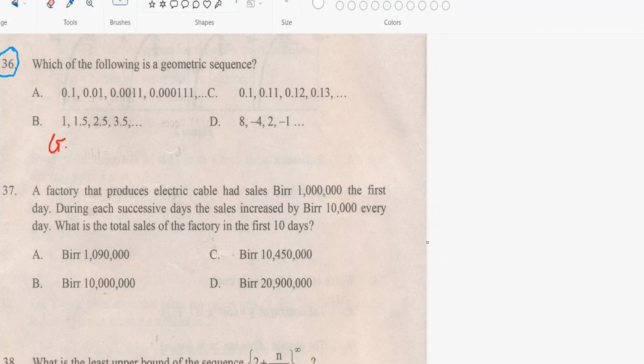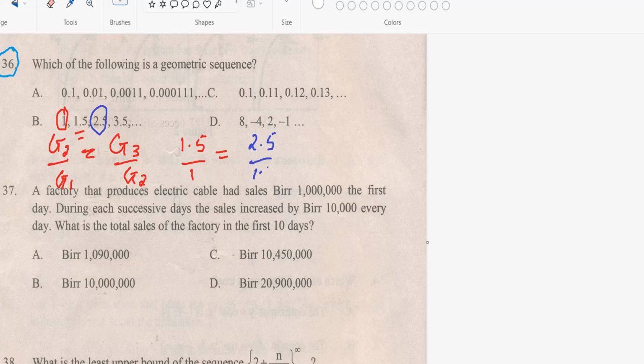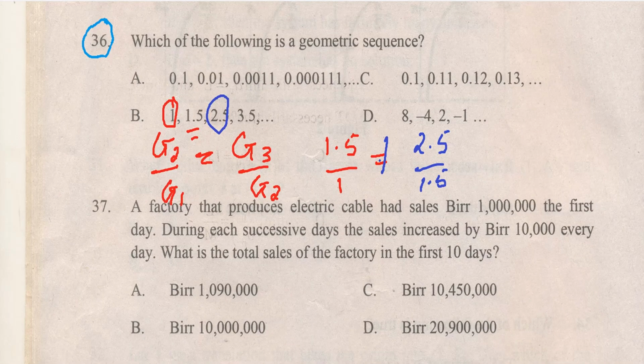Choice B, we have to check whether g2 divided by g1 is equal to g3 divided by g2. The first term is 1, the second term is 1.5, so 1.5 divided by 1 should equal the third term 2.5 divided by the second term 1.5. When you divide these numbers they must be equal. But as we see here, it's not equal, because 1.5 divided by 1 is 1.5, and 2.5 divided by 1.5 is 25 divided by 15, multiplying by 10 on both. So this is 5 over 3. These two numbers are different, so B is also not a geometric sequence.